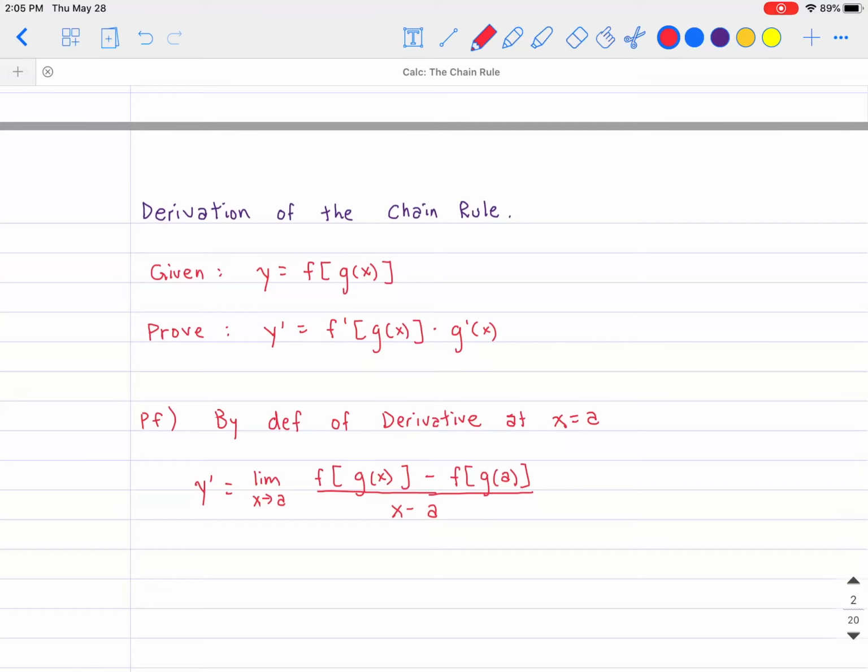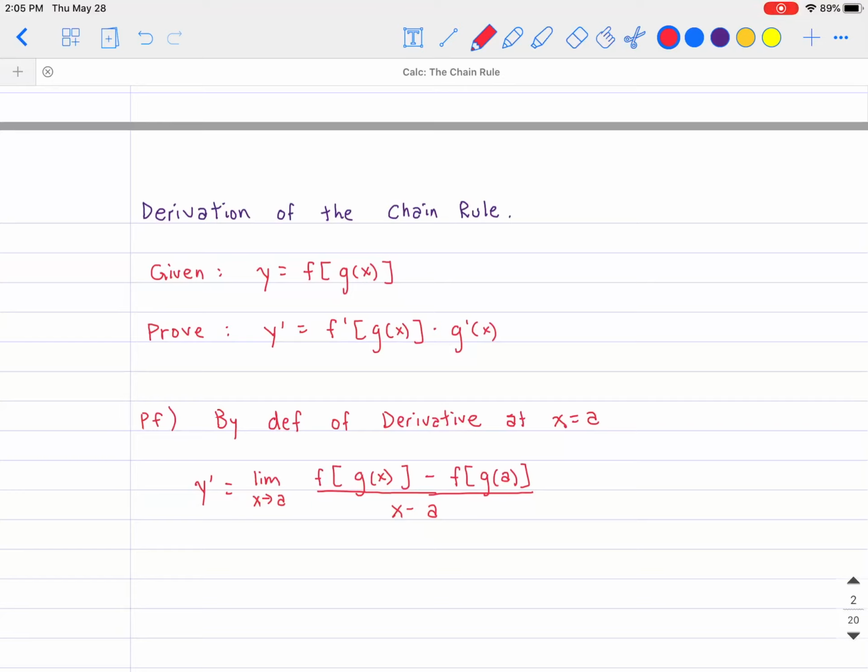But for right now, what I want to do is go ahead and derive the chain rule for you so you can see where that is actually coming from. So here we can say that given that y is equal to f of g of x, I want to prove that y prime is equal to what we just said, f prime of g of x multiplied by g prime of x.